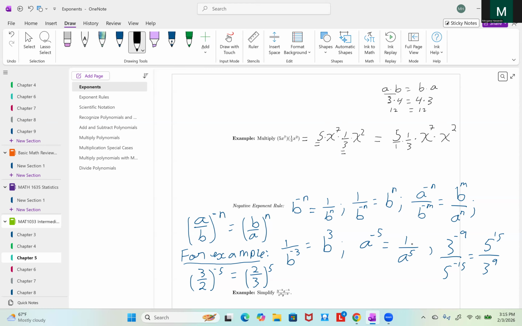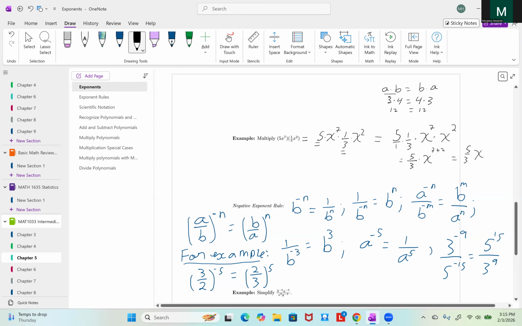Now we have 5 times 1 is 5, 1 times 3 is 3. X to the 7th power times x to the 2nd power, they have the same base, so we add the exponents. The end result here is equal to 5 over 3 times x to the power of 7 plus 2, which is 9. X to the power of 9.